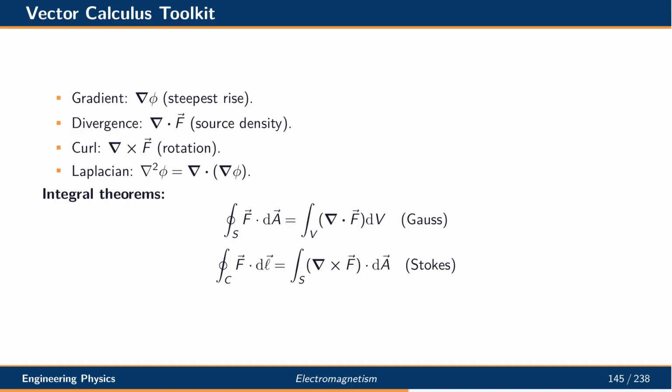Vector calculus is the mathematical language of electromagnetism. The gradient gives the direction of steepest rise of a scalar field. The divergence measures the local source density of a vector field. The curl measures its rotational tendency. The Laplacian is the divergence of the gradient. Two integral theorems link these operators. Gauss's theorem connects a surface integral to a volume integral, and Stokes' theorem connects a line integral.